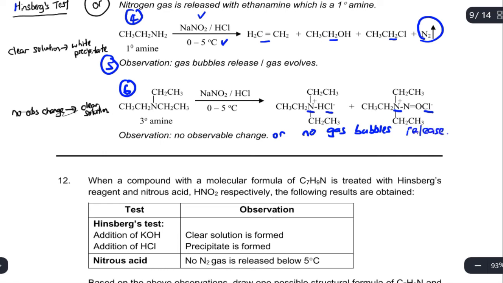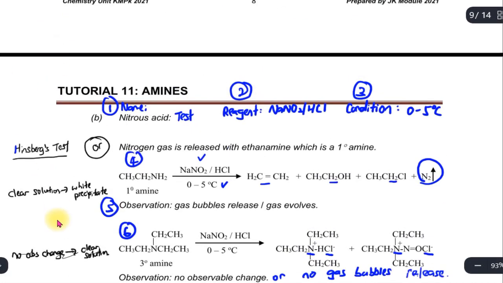Okay, now we proceed with the, you also can use the Hinsberg test, no problem. For the Hinsberg test, you remember there are two observations. The first one, when reacted with excess KOH, a primary amine will form a clear solution, and then on acidifying with HCl, it will form a white precipitate. For a tertiary amine, there is no observable change when reacted with excess KOH, and then it forms a clear solution when reacted with HCl. You can refer to here.